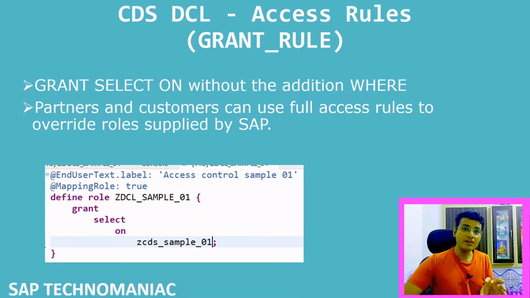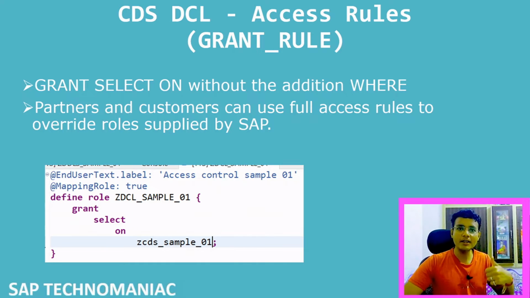If SAP has a lot of consumption views, they have created consumption views and composite views also. They have given some access control over those particular views. But those access controls we want to override.